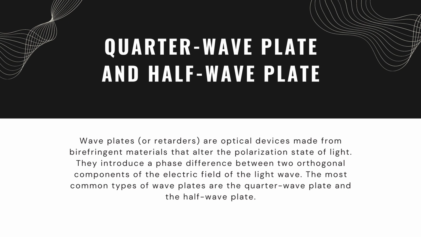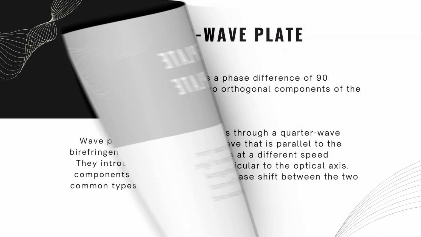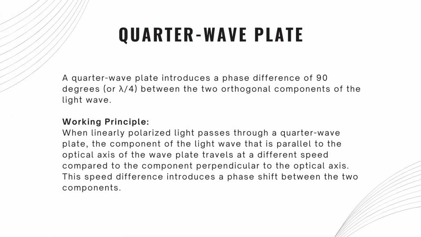Wave plates, or retarders, are optical devices made from birefringent materials that alter the polarization state of light. They introduce a phase difference between two orthogonal components of the electric field of the light wave. The most common types of wave plates are the quarter wave plate and the half wave plate. Quarter wave plate. A quarter wave plate introduces a phase difference of 90 degrees, or λ/4, between the two orthogonal components of the light wave.